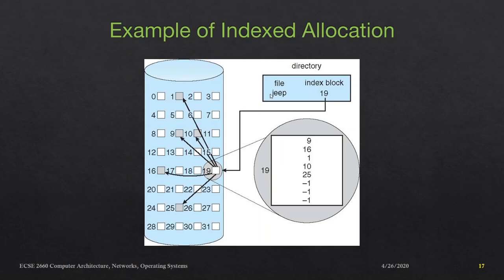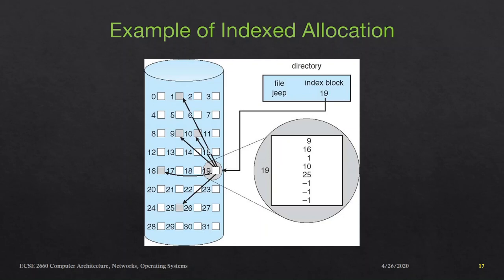This particular file Jeep is present at blocks 9, 16, and so on up to 25, and 3 of the blocks are not being used because in this case we have 8 blocks per index block. So clearly some disk space is wasted, because an entire index block must be allocated to each file regardless of how many data blocks the file contains.